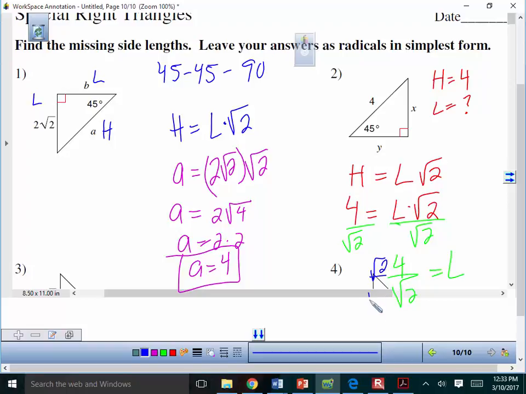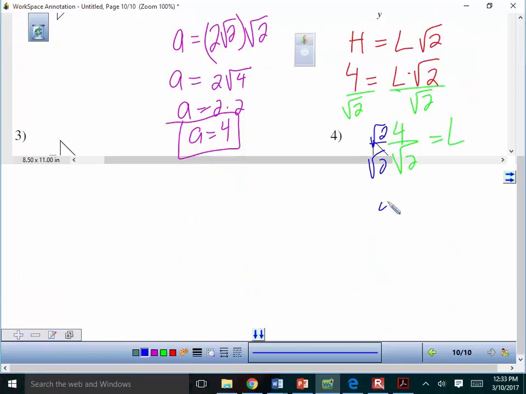Yeah. Right? So that's going to give us 4 square roots of 2 divided by the square root of 4, and that's equal to the leg. Now, what is the square root of 4? 2. So this is 4 square roots of 2 divided by 2 is equal to the leg. And are we done? No. Can we simplify the 4 and the 2? Yeah. We can simplify the 4 and the 2.